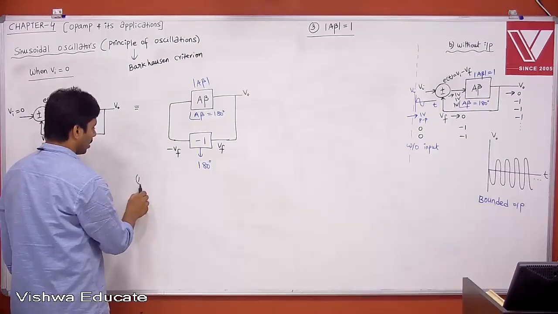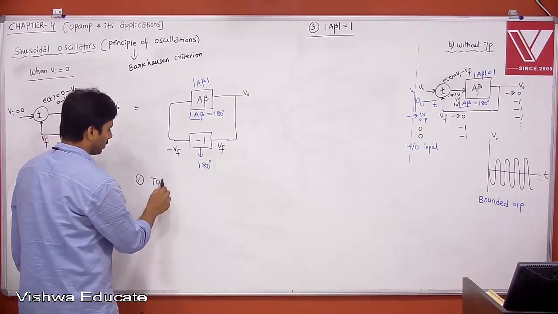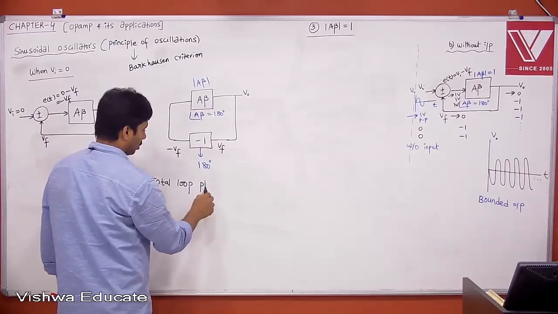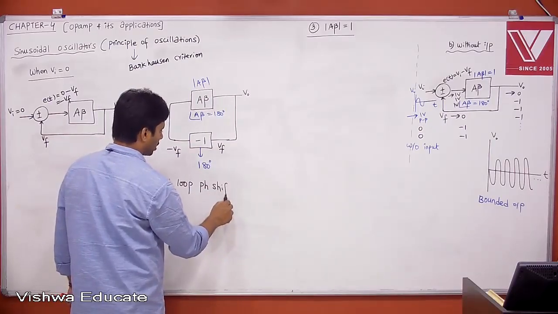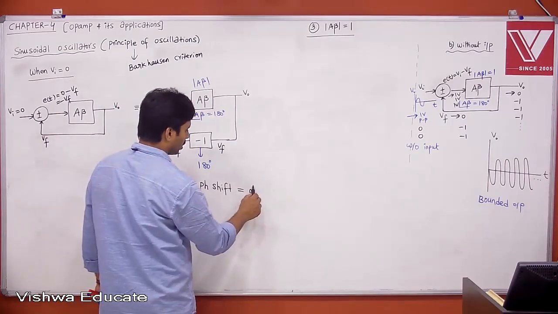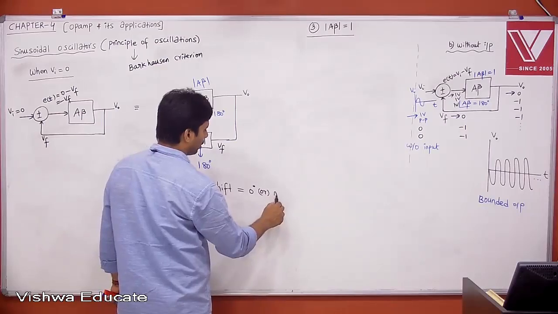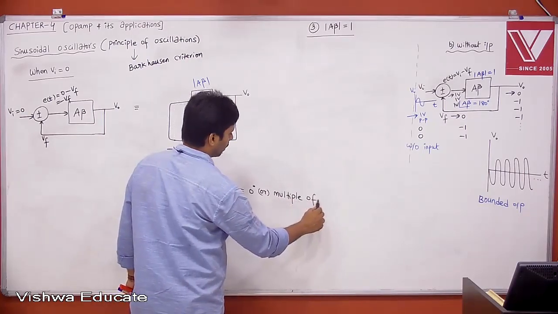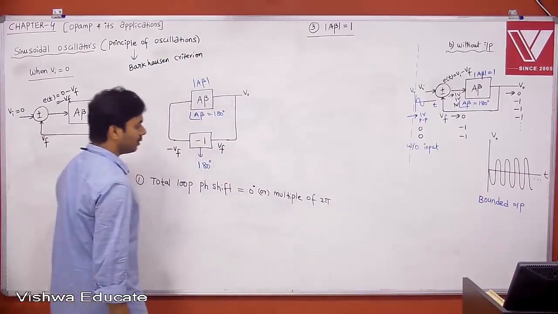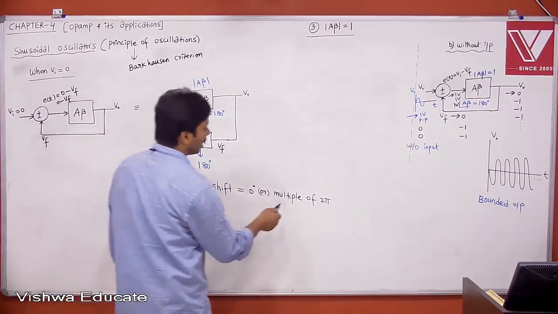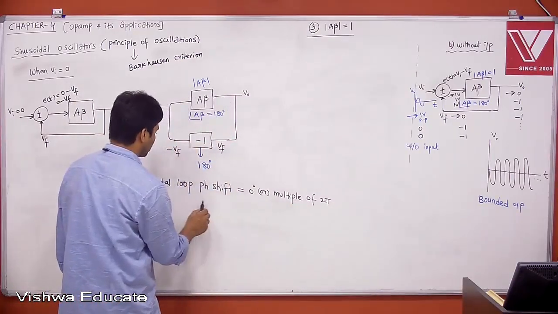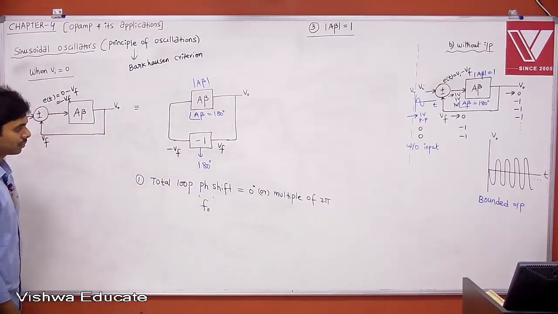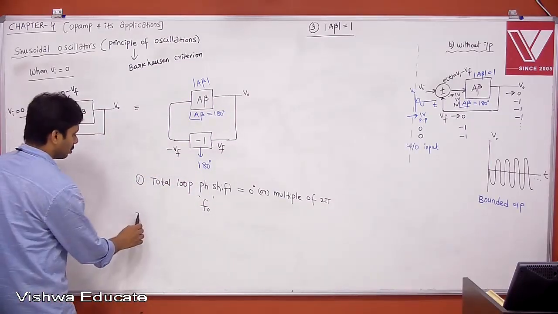Point number 1 is nothing but total loop phase shift. Don't write it again, you already wrote it. Total loop phase shift must be equal to 0 degrees or a multiple of 2 pi. That is what will give you the frequency, the resonant frequency F0. Okay. Now case 2.